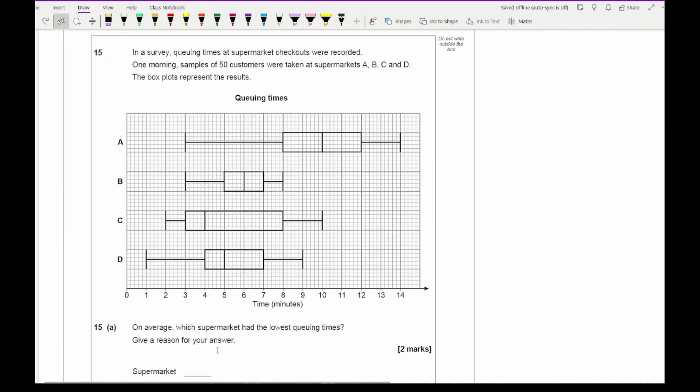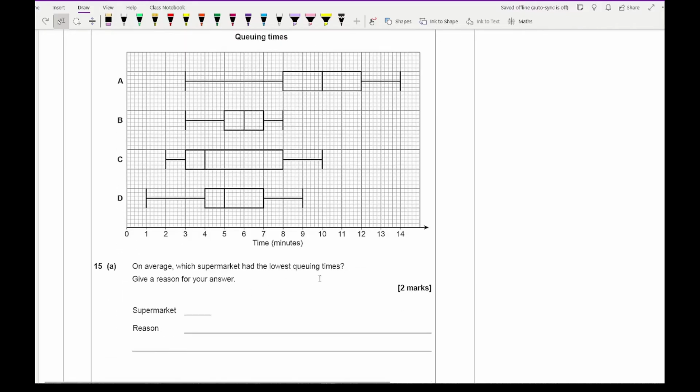Now looking at question 15, it says in a survey, queuing times at a supermarket checkouts were recorded. One morning, samples of 50 customers were taken from supermarkets A, B, C and D. Box plots represent the data. Now it then says on average which supermarket had the lowest queuing times. Well, that's going to be C, and the reason for that is because it has the lowest median value, and if I wanted to quote that, that would be 4 minutes.